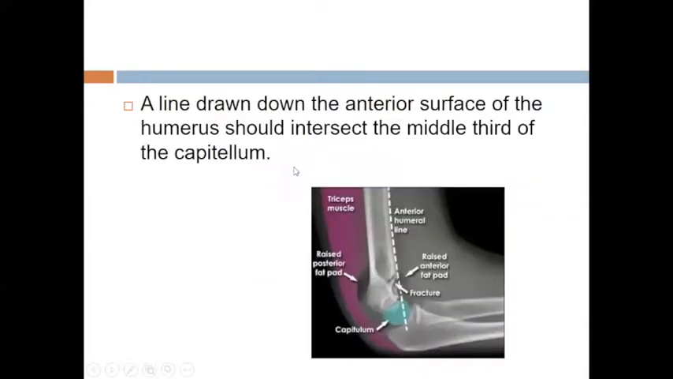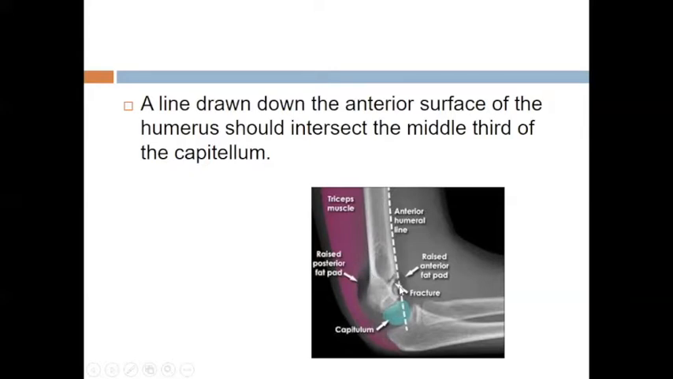The second thing regarding elbow radiology is the anterior humeral line. In the anterior humeral line, whenever we draw a line through the anterior surface of the humerus, it should intersect the capitulum. The anterior 1/3 of the capitulum should be intersected. This is a supracondylar fracture of the humerus, so we can see that the anterior humeral line is not intersecting the anterior 1/3 of the capitulum, and here the anterior fat pad sign is positive or sail sign is positive, and the posterior fat pad sign is also positive.